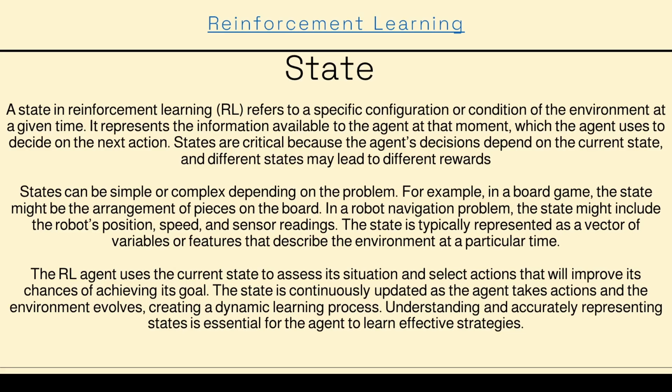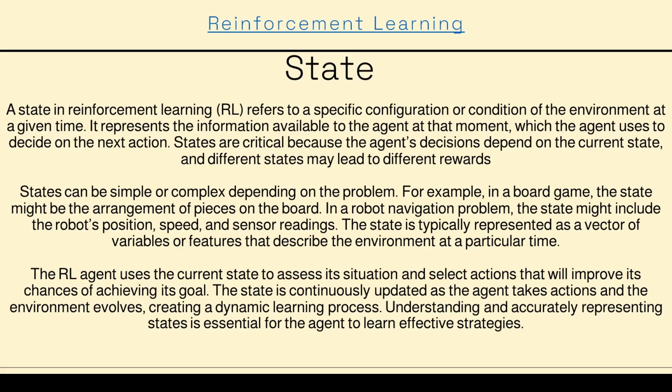It's easy. Here you can see that in a robot navigation problem, the state includes the robot's position, where the robot is standing, what the robot's speed is, how fast the robot can move, and the sensor reading, what the robot can sense. Is there any obstacle in its way, or is there a wall in front of it? That is the sensor reading. So if we add everything into the robot's mind, it becomes the state of the robot.